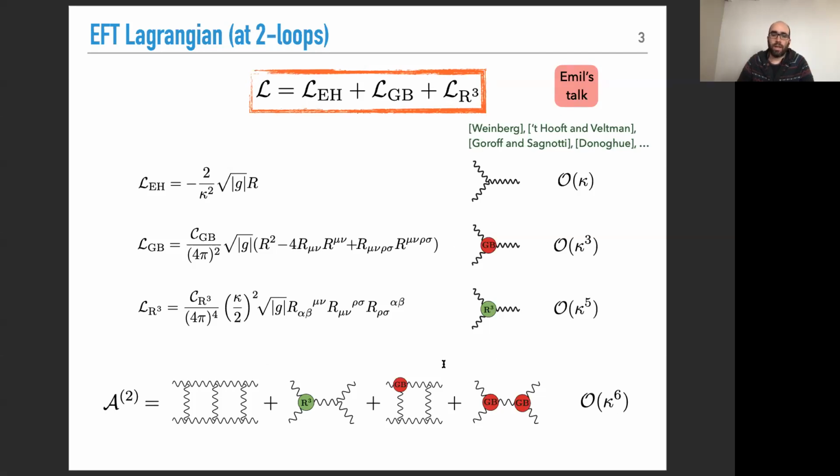So this is order kappa to the sixth. With these types of diagrams, you have a tree-level diagram with a single R cubed vertex, or a one-loop diagram with a single Gauss-Bonnet insertion, or a tree diagram with two Gauss-Bonnet insertions. So the consistent calculation for a two-loop Einstein-Hilbert contribution is to include all these contributions that are order kappa to the sixth, or cubic in Newton's constant. So this is what we will compute in this talk.